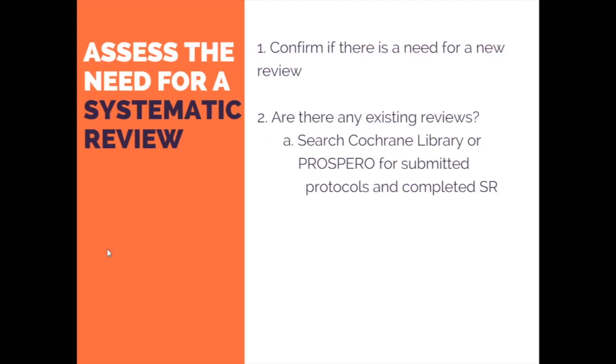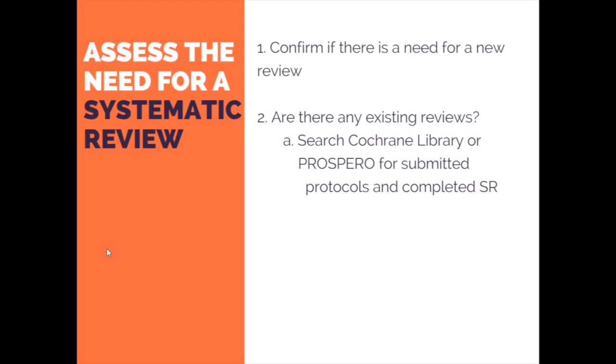Okay, so the very first step when doing your systematic review is assess the need for one. So you'll need to confirm if there actually is a need for a new review. So one way of doing that is going out there and searching to see if somebody else already has conducted a review on the topic you're interested in. You can look at the Cochrane Library to see what systematic reviews are out there.